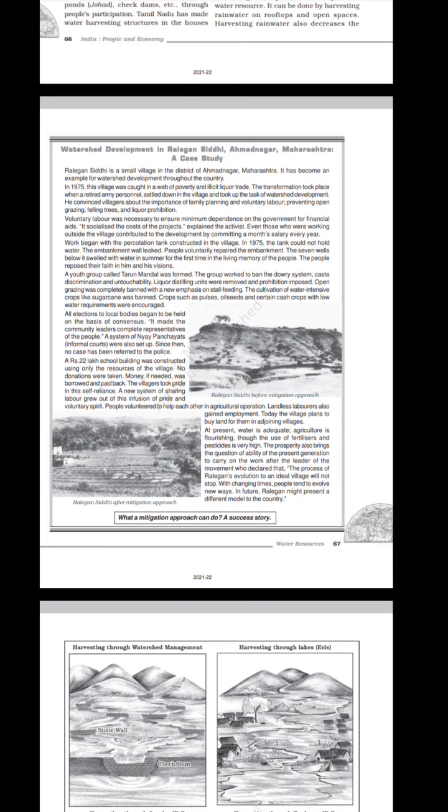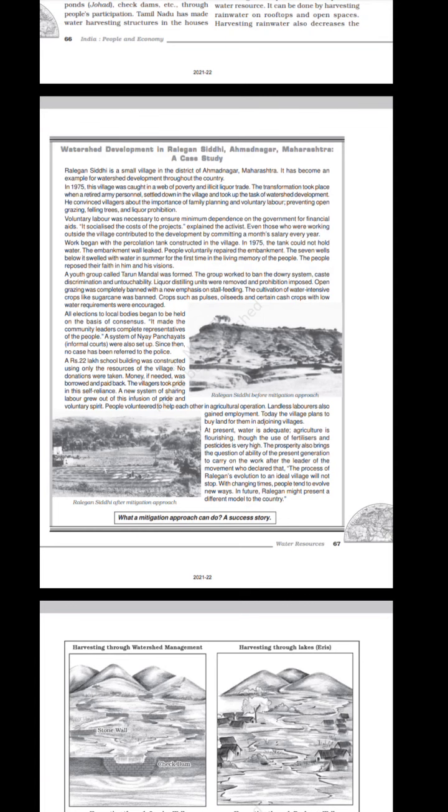The transformation took place when a retired army personnel settled down in the village and took up the task of watershed development. He convinced villagers about the importance of family planning and voluntary labor, preventing open grazing, felling trees, and liquor prohibition. Voluntary labor was necessary to ensure minimum dependence on the government for financial aid. It socialized the costs of the projects, explained the activist.